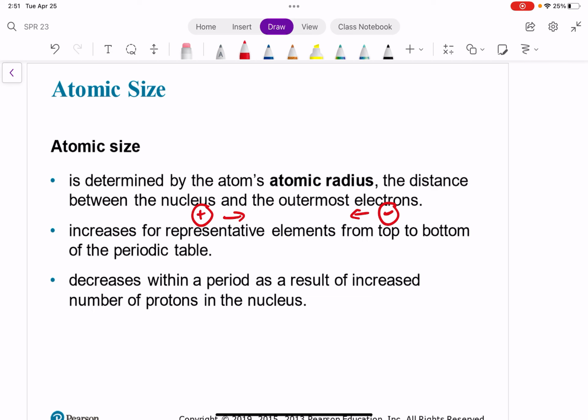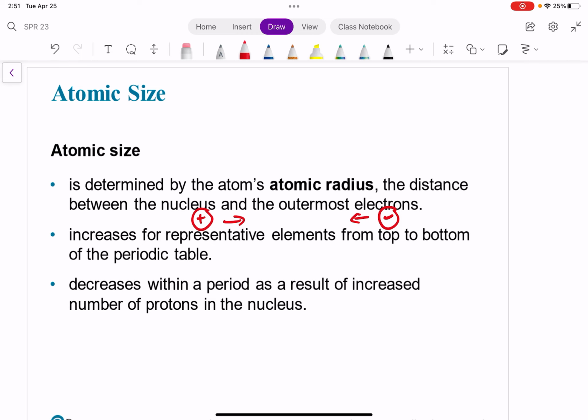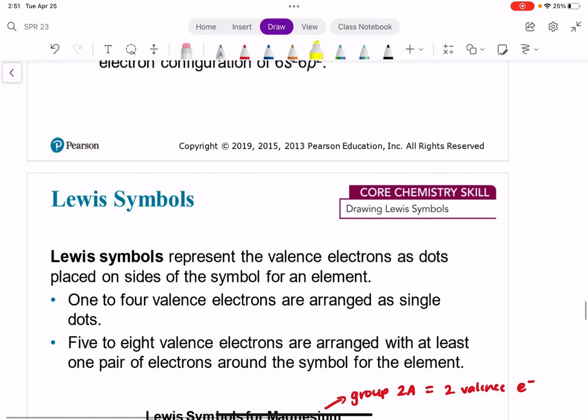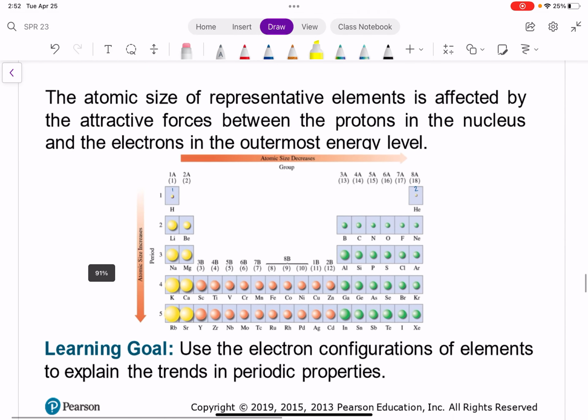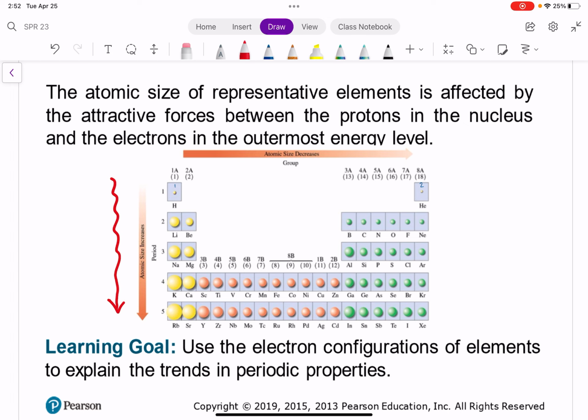Okay, so we've also noticed that atomic size increases for representative elements, main group elements, tall column elements, whatever you want to call them, from top to bottom of the periodic table, and then decreases within a period as a result of increased number of protons in the nucleus. So let's focus just on this second bullet point here. It increases for main group elements from top to bottom of the periodic table. So as we're going down, our atomic size is getting bigger. And you can see that here, we've represented it on this periodic table. That atomic size is getting bigger and bigger. Okay, so as you go down the periodic table, you're getting larger in atomic size.